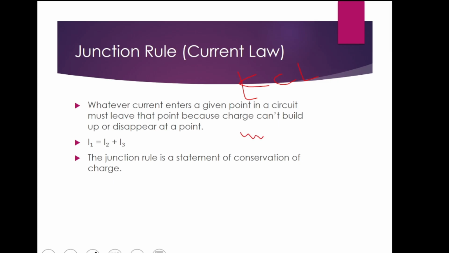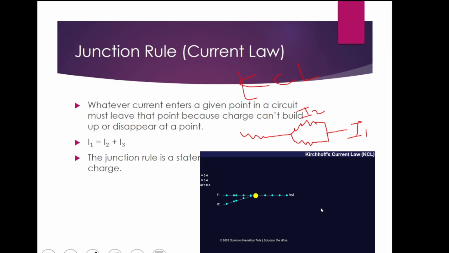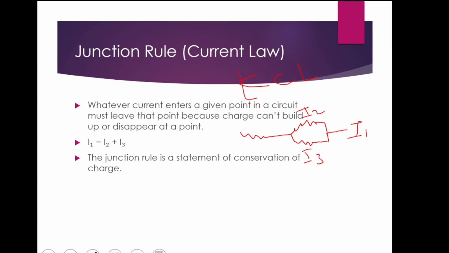So according to this one, if I1 has been flowing through this and it divides at a certain point, it must give us I1 at this point, if this is I2 and this is I3. That is what it says.